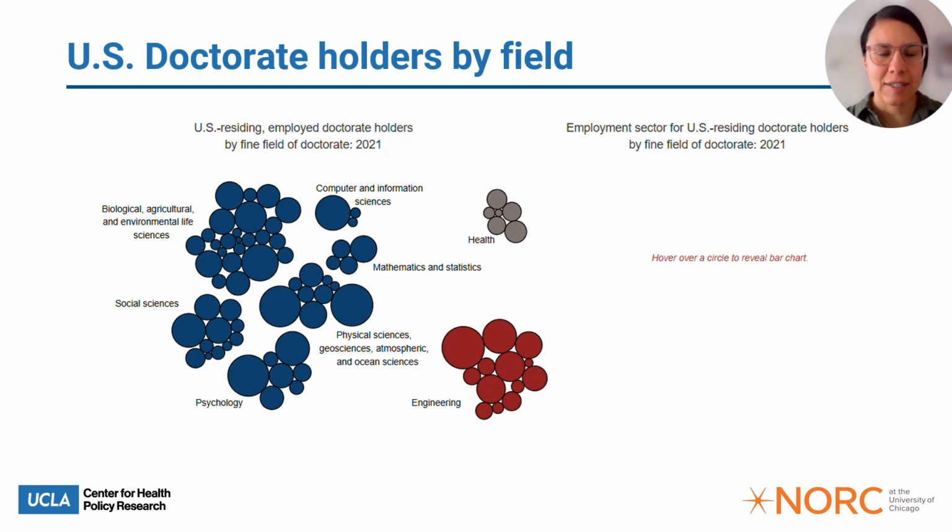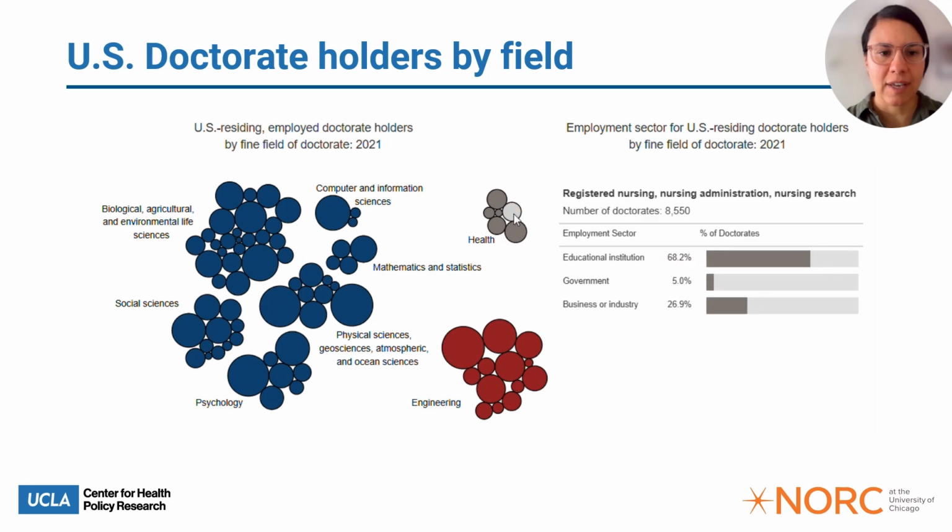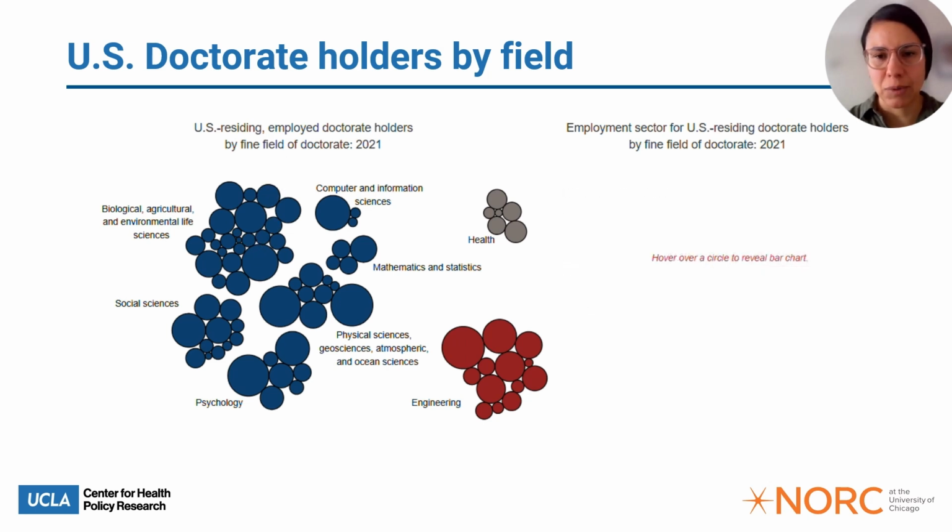Now we have an example of an interactive bubble chart. This is also with data from the Survey of Doctorate Recipients. Here we're looking at the number of doctorates per each field. So the size of the bubble represents the number of people in each group. And on the right, you can see a disaggregation by employment sector. This is an example of a very good way of representing data for multiple outcomes and multiple groups.